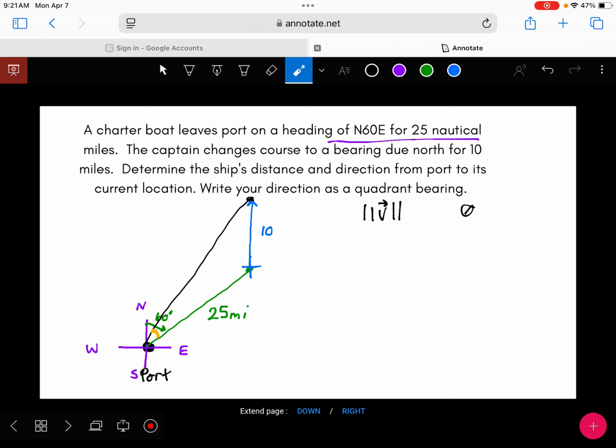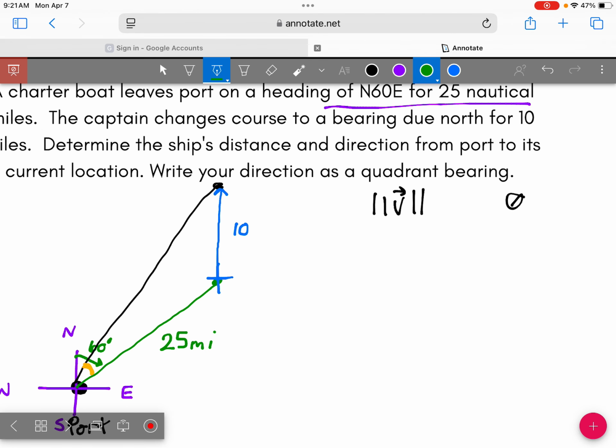How do you know we're supposed to find those? Because they ask for our direction and its distance. So the distance means I need the magnitude. For the direction, I need this angle here so that we can figure out where it's going. So because of the question, when we are writing our vectors for this, what are we going to do? We're going to write one for green, we're going to write one for blue, so we can add them together.